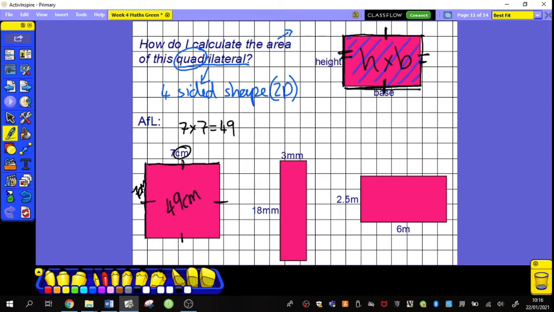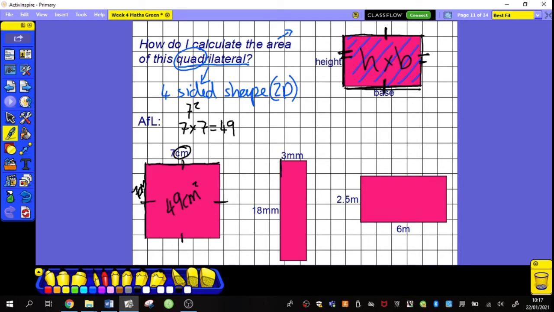Now I need to add a squared onto that. Because I'm finding the space inside, and I'm doing 7 times 7, that's the same as 7 squared. And therefore my units today will be centimetres squared, or for the next one be millimetres squared, or the last one metres squared. It will always be something squared.